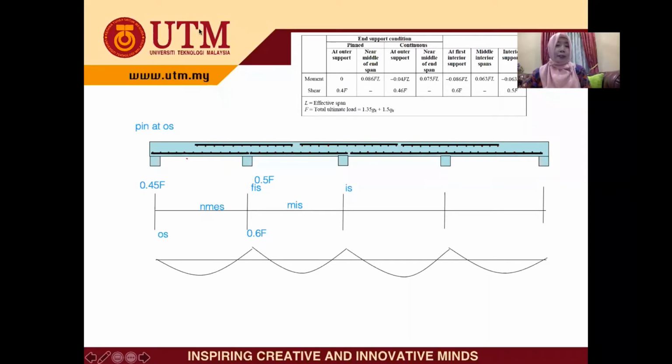And we will repeat again: 0.5F here, then 0.5, here 0.5, again here is 0.5. Sorry, here 0.6 and here 0.5.